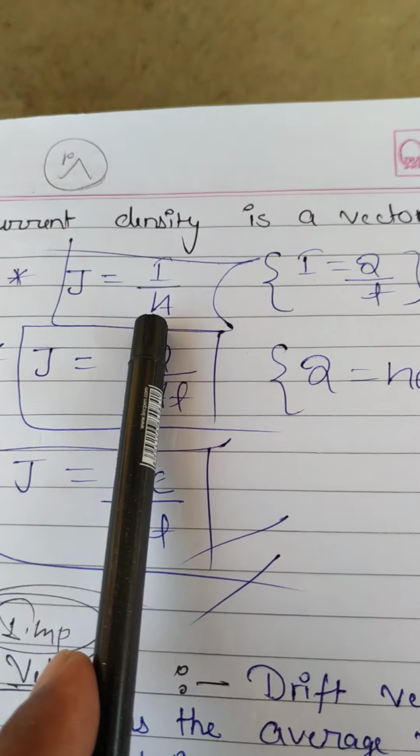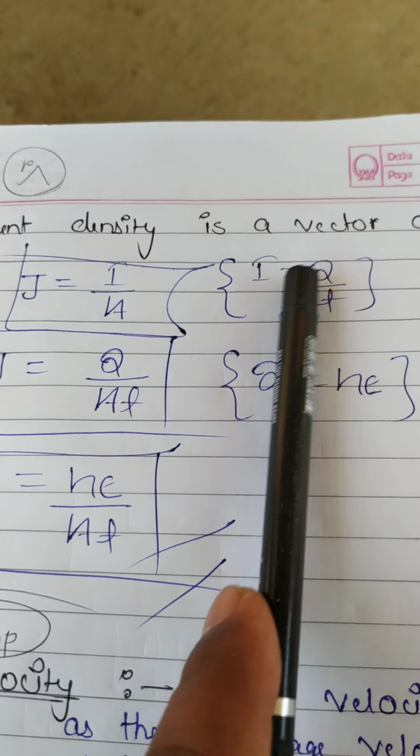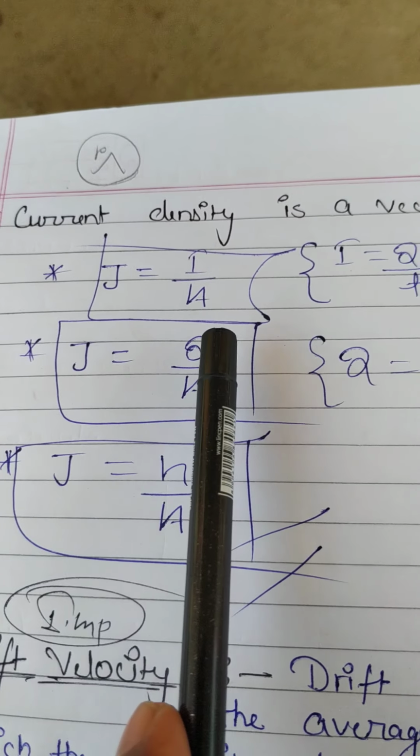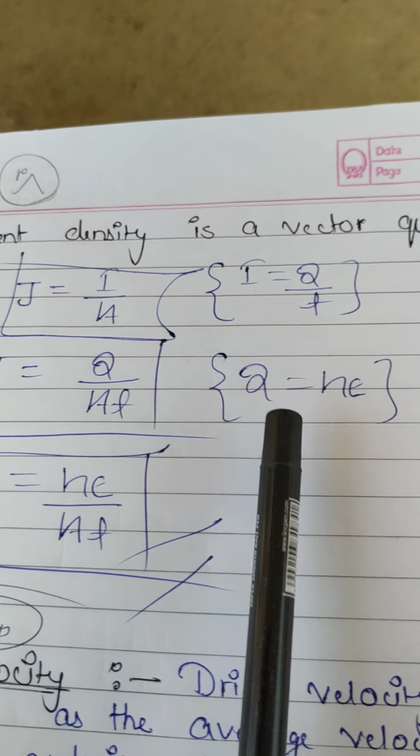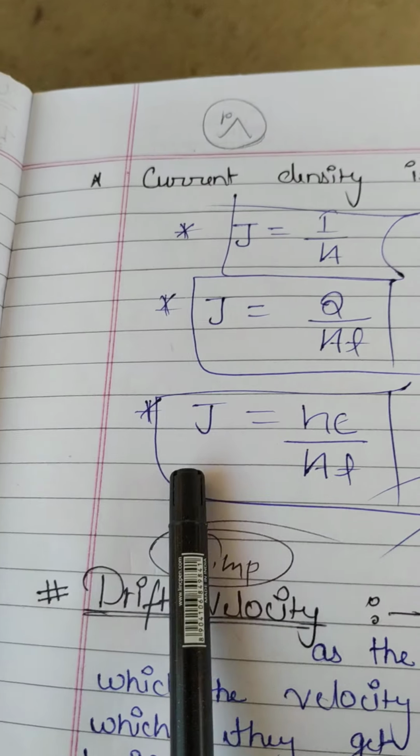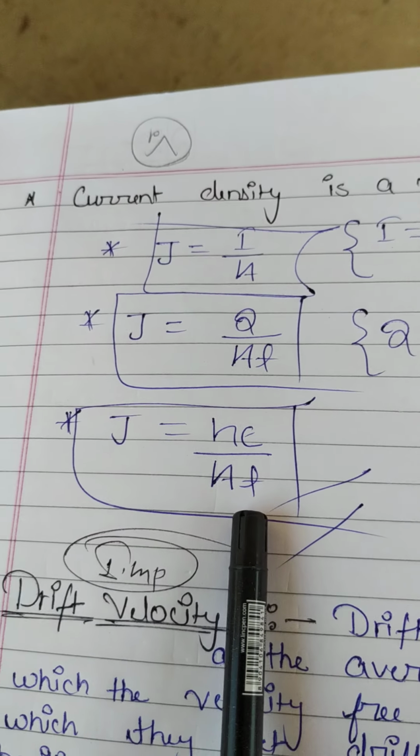J equals I upon A, and I equals Q upon T, so J equals Q upon AT. Q equals NE, so J equals NE by AT.